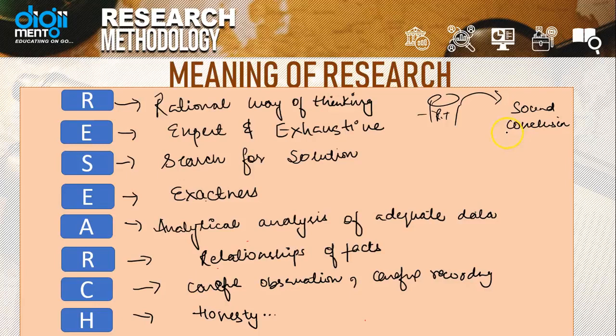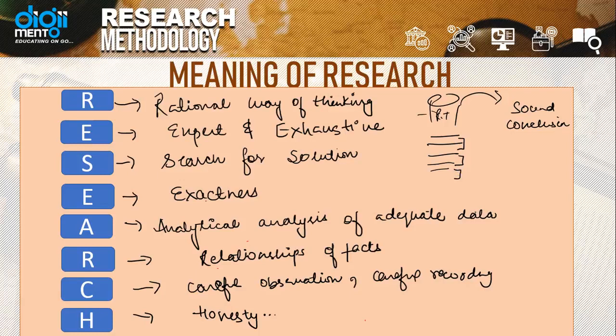Now the next one is E. E is expert and exhaustive. You should be very thorough and complete, and very expert in your knowledge. S is search for solution. For any problem, you find the solution. The next E is exactness, very correct. A is analytical analysis of your adequate data. R is relationship of facts. You find different facts from your experience and from other people's opinions, and you find the relationship among them.